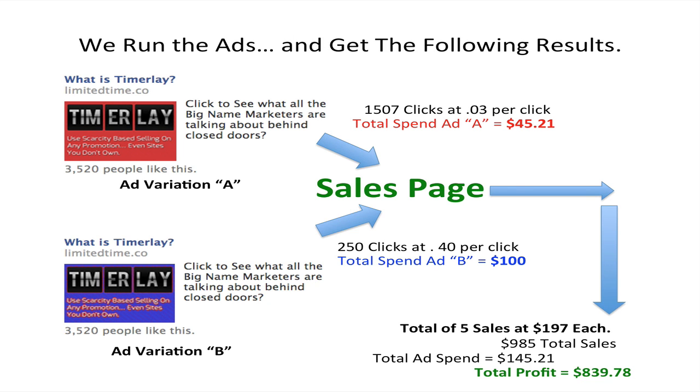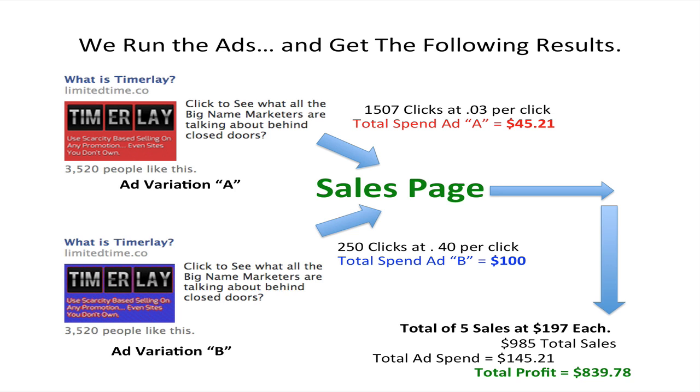All right, so we run the ads and we get the following results. As you can see, ad variation A got 1,507 clicks at about 3 cents per click, which takes us to around $45.21 for ad variation A. Now, we look at ad variation B, and we got about 250 clicks at 40 cents per click, which takes us to an ad spend of about $100 for variation B. Now, when you're looking at this, you can see that we got way more clicks with variation A. And variation B, less clicks, and it cost us more per click.